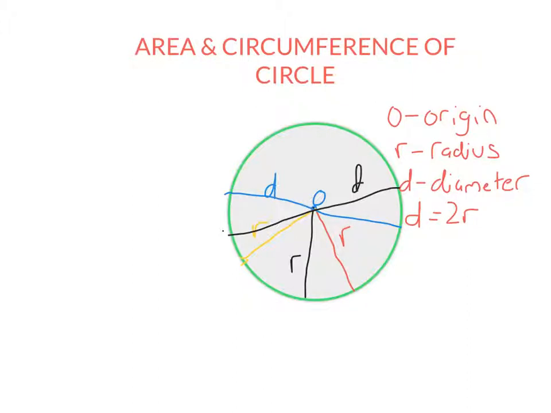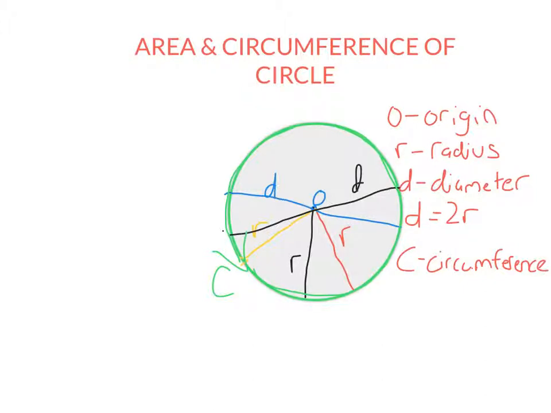This length around the outside of this shape is not called the perimeter. It wouldn't make sense to call it the perimeter because technically a circle doesn't have any sides. So we have a special name for this. This length all around the outside of the circle is called C for circumference. And that's one of the things that we're going to find today: the length around the outside of a circle.